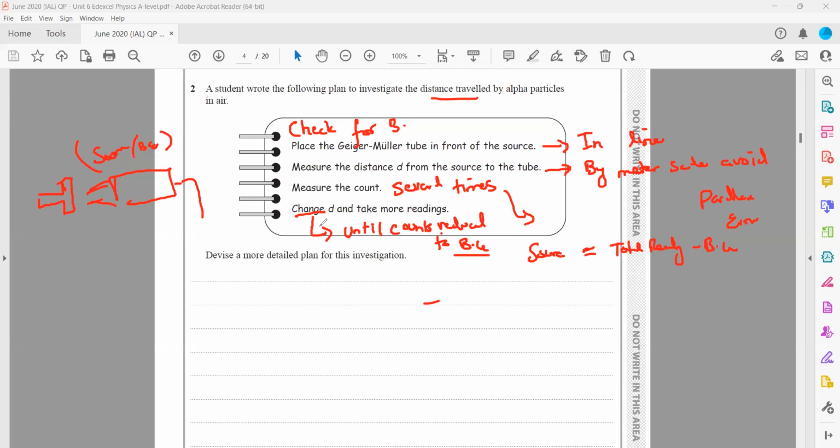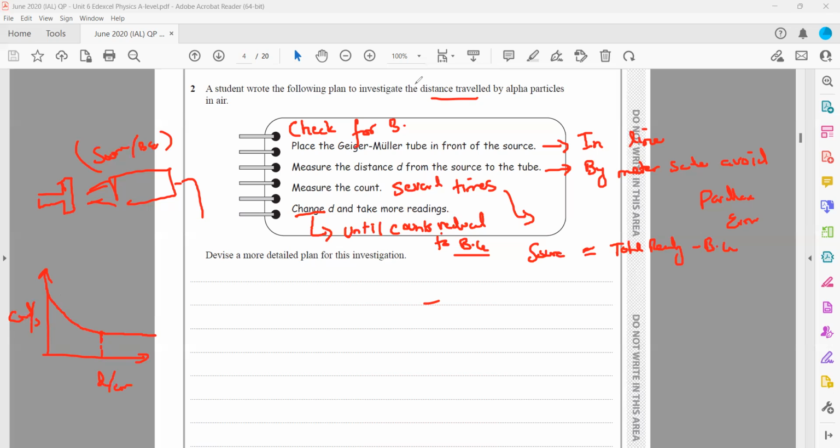And then for a more accurate experiment, whenever you're doing an experiment, you should always plot a graph. So plot a graph between the counts and distance in centimeter or millimeter. Once the counts are constant, it means this is the maximum distance which the alpha particles were able to travel. Then we have only the background counts. So this is a more detailed plan of this investigation.